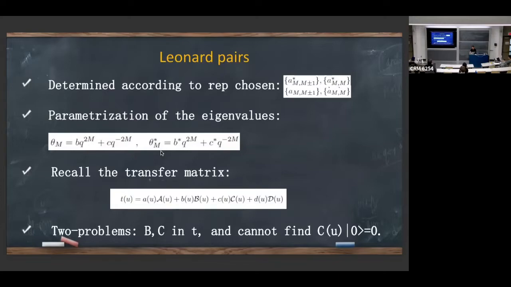Let me just recall that the transfer matrix in this case has this generic form. Okay, so we have A, B, C, and D. For those of you who know about Bethe ansatz, you know that we don't like B and C in the transfer matrix, and so this is one problem in diagonalizing this object using Bethe ansatz. The second problem is that we cannot find a state that is annihilated by the C operator or the B operator.